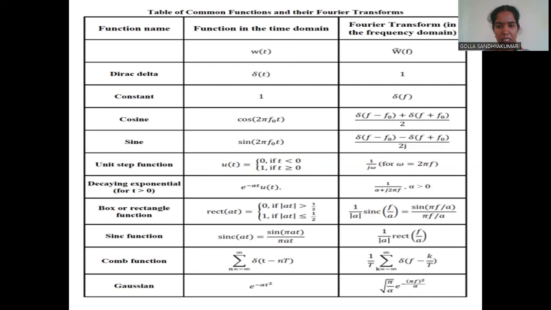If you apply the Fourier transform to the cos function, it can be represented as delta of f minus f naught plus delta of f plus f naught, by 2. The sine function as delta of f minus f naught minus delta of f plus f naught, by 2j. And the sinc function is 1 by mod a rectangle of f by a. And the Gaussian function e power minus alpha t square, if you apply the Fourier transform, it can be represented as square root of pi by alpha e power minus pi f whole square by alpha.